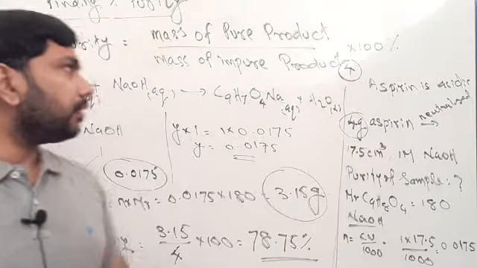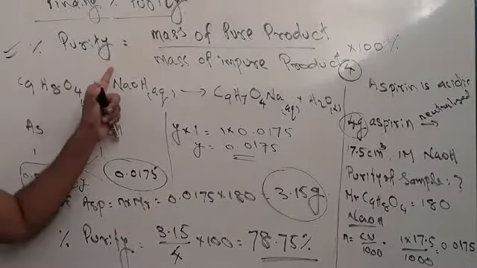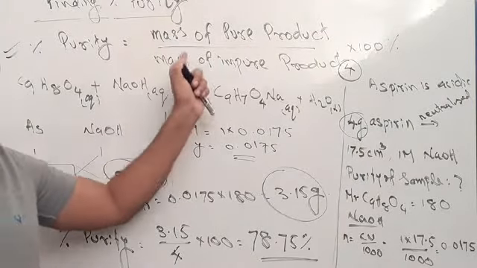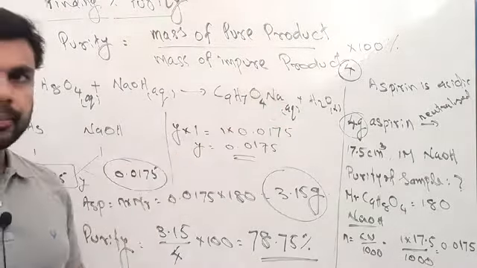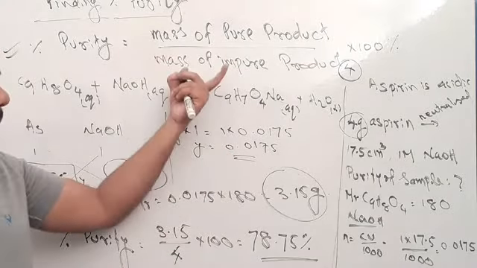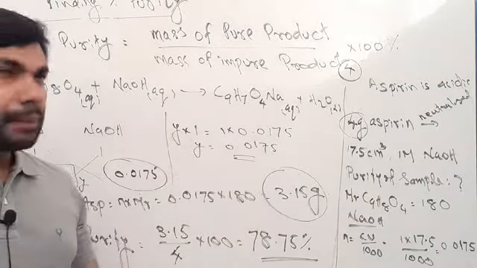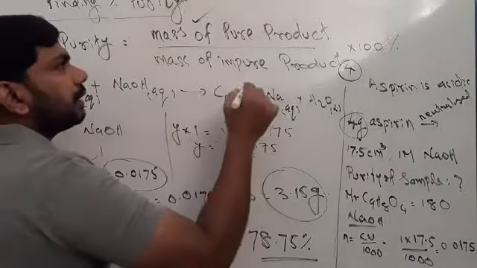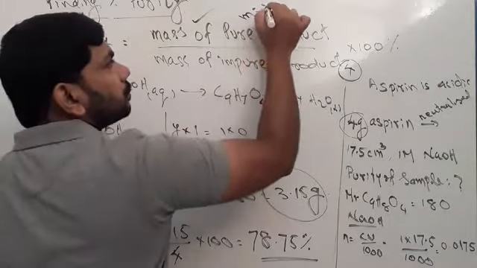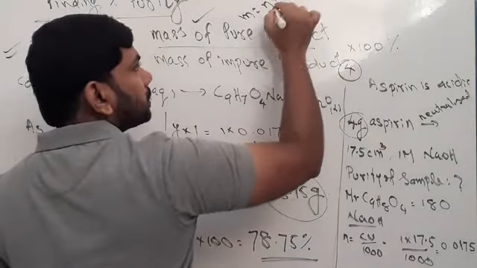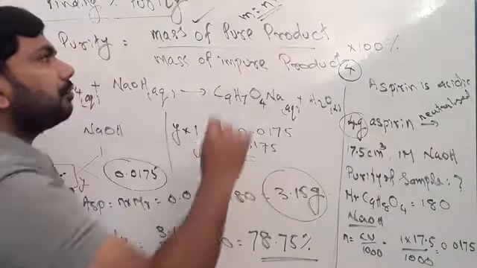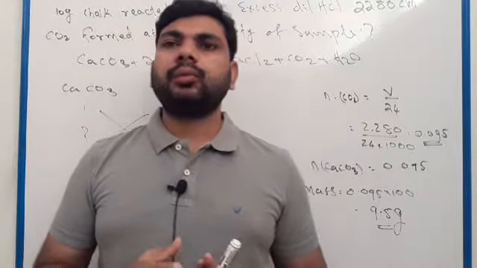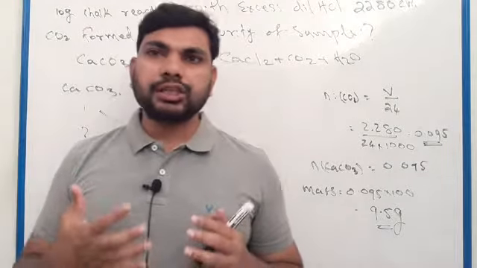Clear? So remember, to find percentage purity we have to do mass of pure product divided by mass of impure product times 100. Mass of impure product means the given mass. Mass of pure product we will calculate like this: mass is equal to number of moles times molecular mass. Using this equation we will find the mass of pure product. Clear? So here is one more example to find percentage purity.